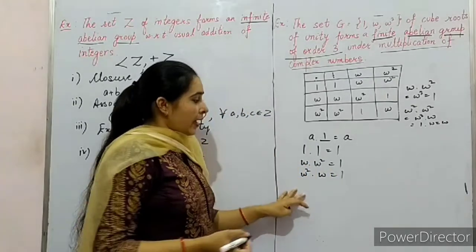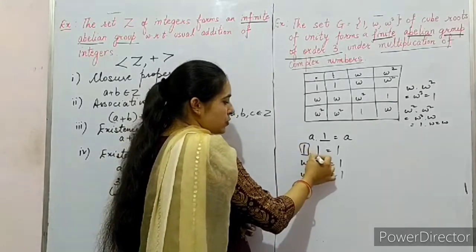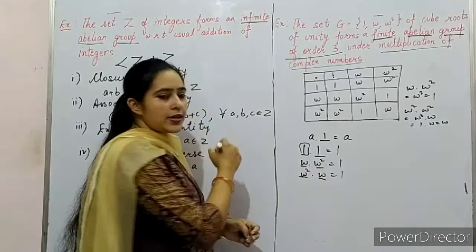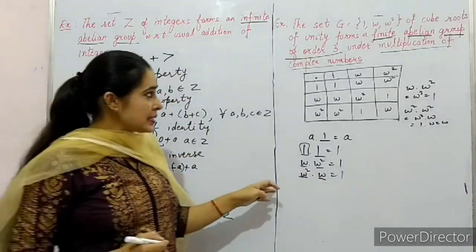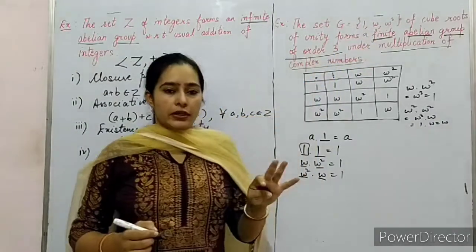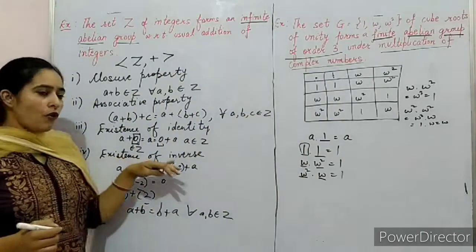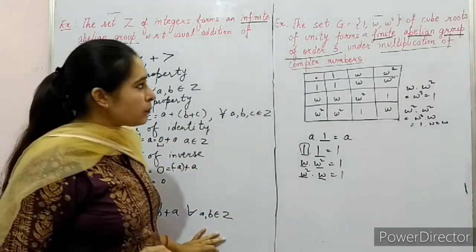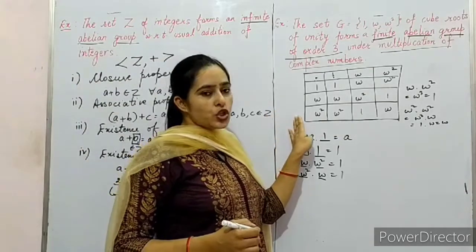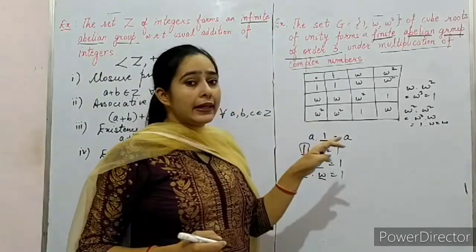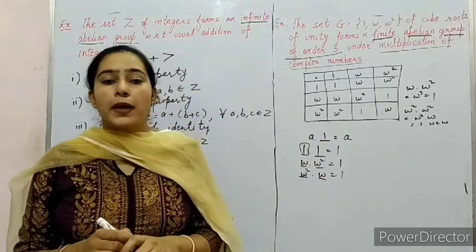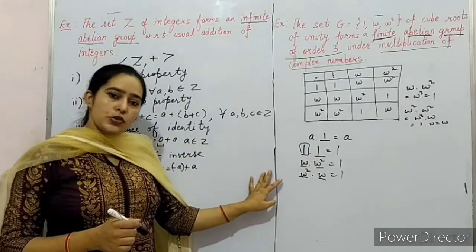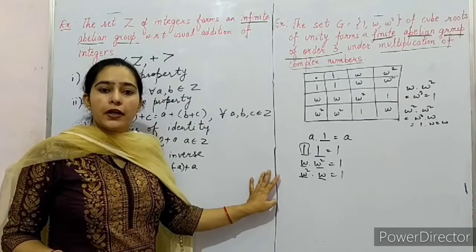So that means the inverse of 1 is 1, the inverse of omega is omega square, and the inverse of omega square is omega. So all the elements are invertible, so there is existence of inverse also. So all the four properties are satisfied. That means this algebraic structure forms a group, and clearly multiplication of complex numbers is commutative. That's why this group will be commutative, or you can say it is an abelian group.